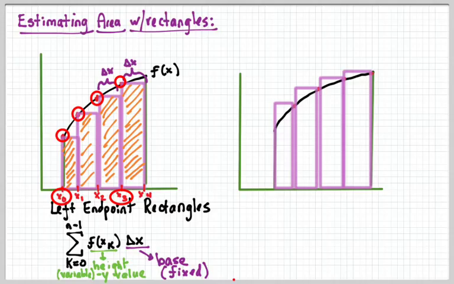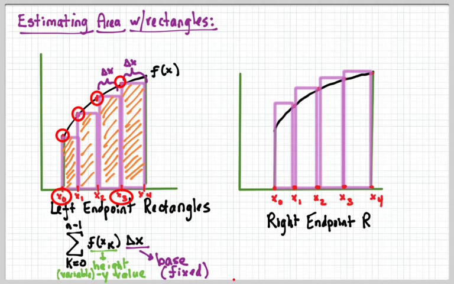But if you look at these, this is going to be an overestimate of the area. You can see it's going to be a little bit too much, which is fine. Our x sub 0 and our x sub 1 all stay the same, so let's go ahead and label these. X sub 0, x sub 1, x sub 2, x sub 3, and x sub 4. Now these are called right endpoint rectangles. Alright, right endpoint rectangles.